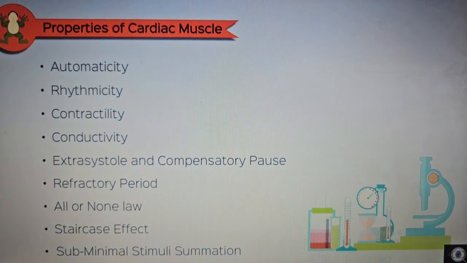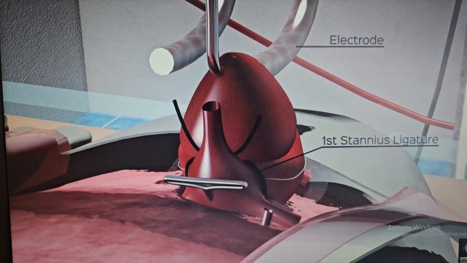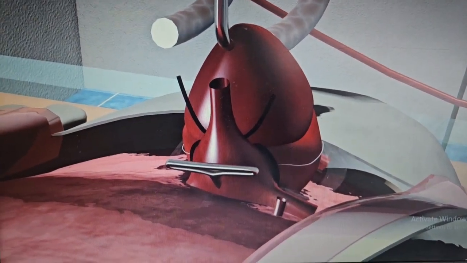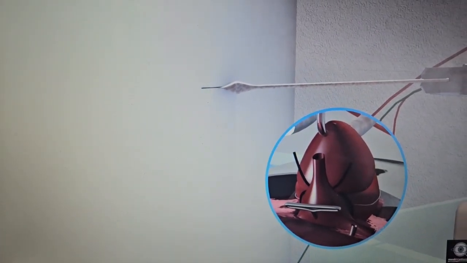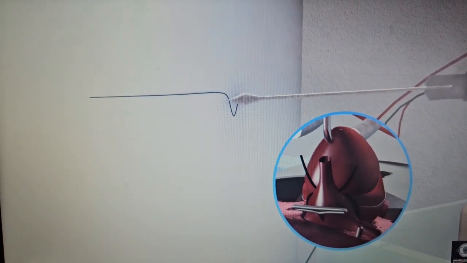Now, let's try and understand the all or none phenomenon. To understand this, we arrange the experiment like the experiment to record the normal cardiogram. After tying the first Stanius ligature to make the heart quiescent, we apply electrodes to the base of the ventricle. We stimulate the ventricle with a subthreshold stimulus and observe the graph. We gradually increase the strength of the stimulus with each consecutive stimulus till a contraction is seen.